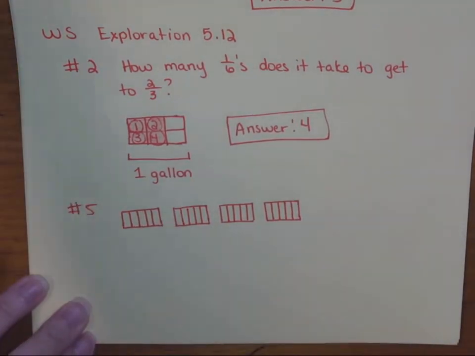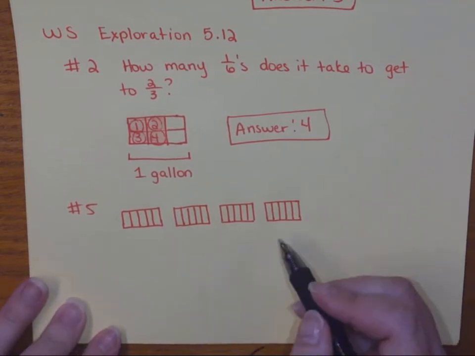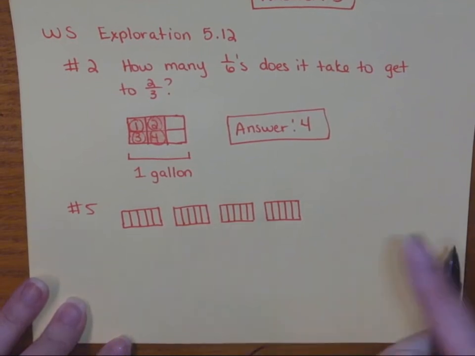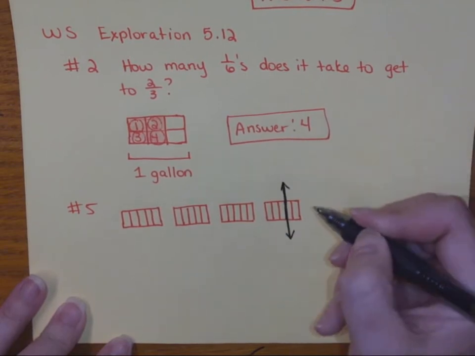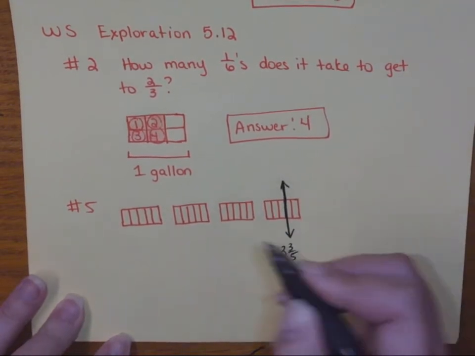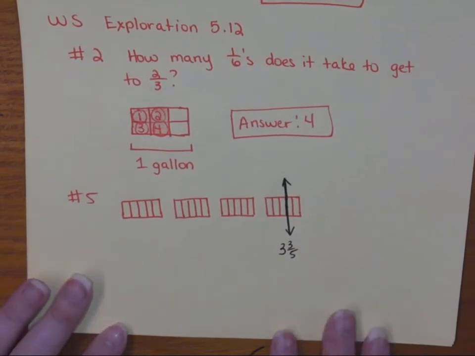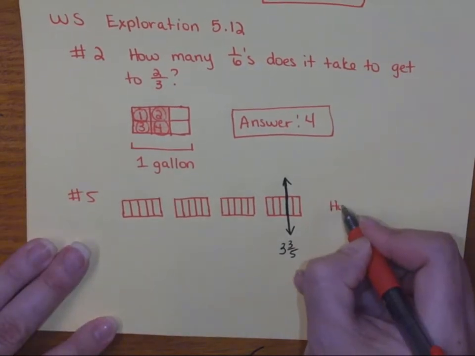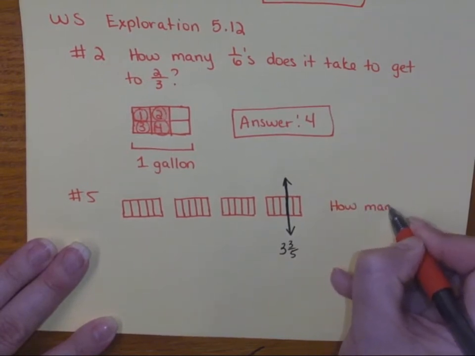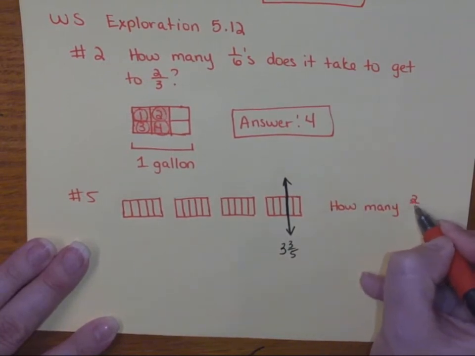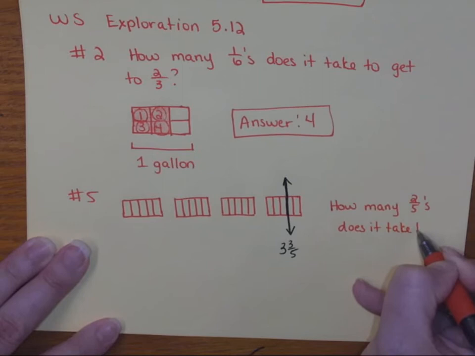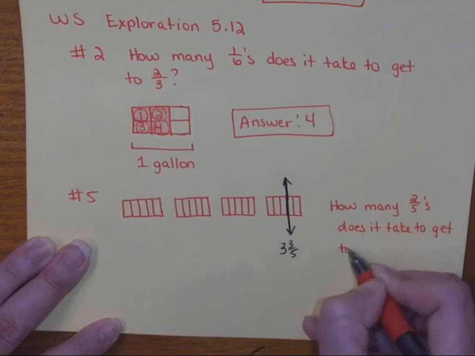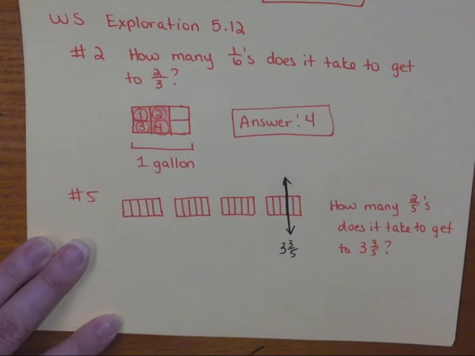Okay, so let's talk about how much he actually has, right? So here's where you have to be really careful. He doesn't have 4 full bags. He has 1, 2, 3 full bags and then 3/5. So I'm going to go ahead and split this up right here. We need to stop right here. This is where 3 3/5 is. But then the question is, every time he eats, he's eating 2/5. So how many 2/5 does it take to get to 3 3/5? That's the question.